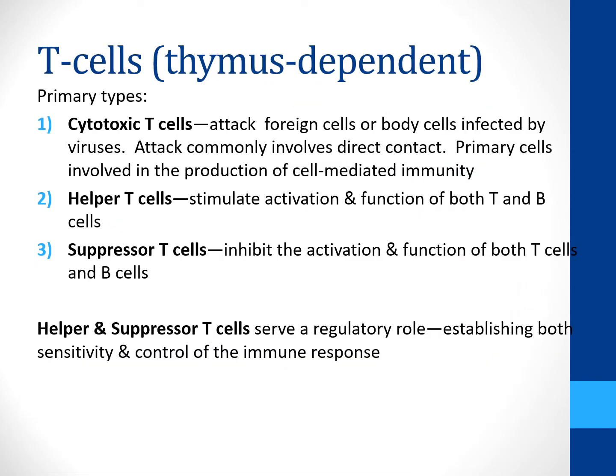We have three different types of T cells. Our cytotoxic T cells, which attack foreign cells or body cells that are infected with viruses. And those attacks are typically direct contact. So that's a cell-mediated response with our cytotoxic T cells. And often, if you see a capital T with a little c like that, that looks a bit like an L, but that would indicate a cytotoxic T cell.